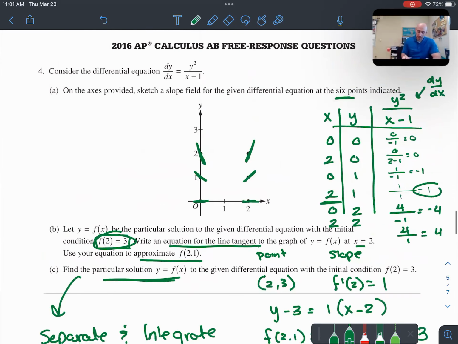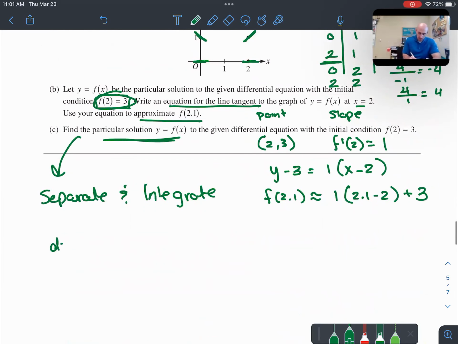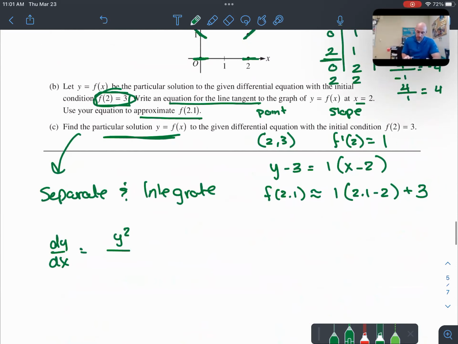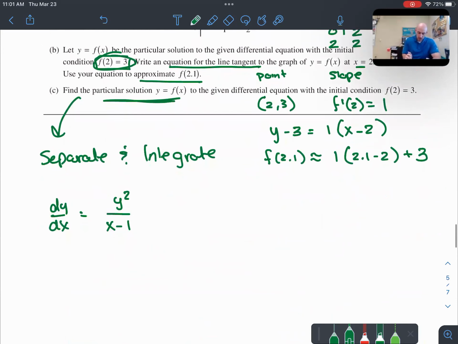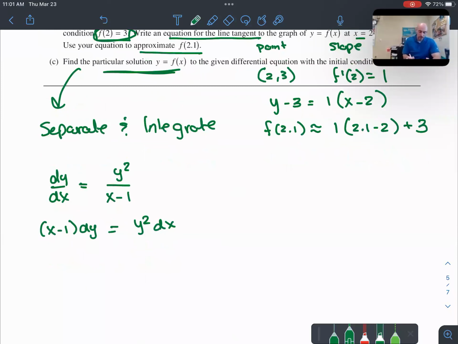So we're going to take that differential equation, dy over dx equals y squared over x minus 1. So first thing I'm going to do, we got to separate it. So I'm going to cross multiply. So x minus 1 dy equals y squared dx. From there, I can go ahead and divide by the y squared, divide by the x minus 1. So we get dy over y squared equals dx over x minus 1.